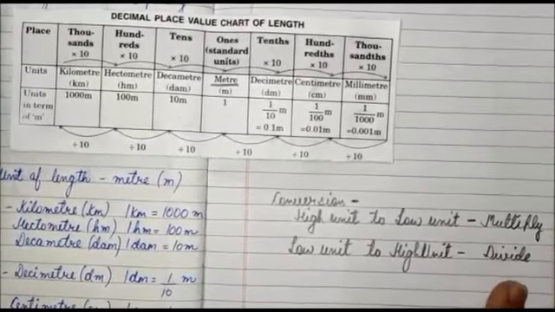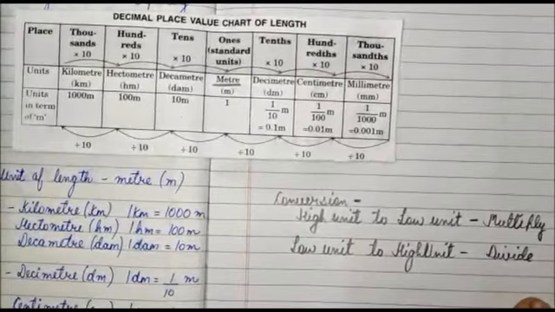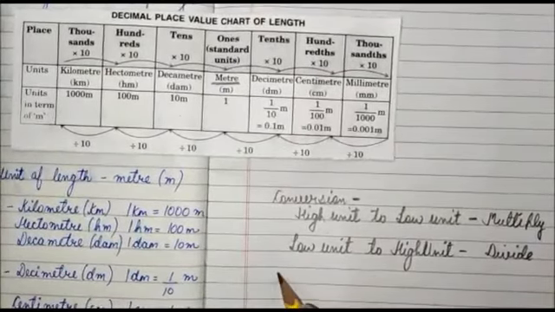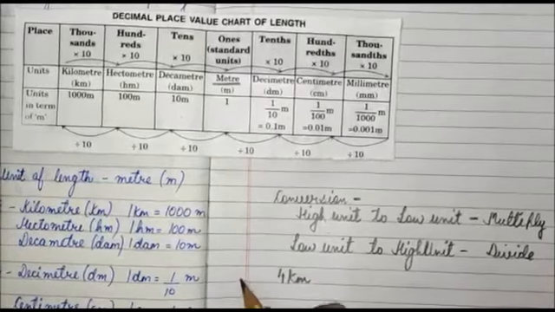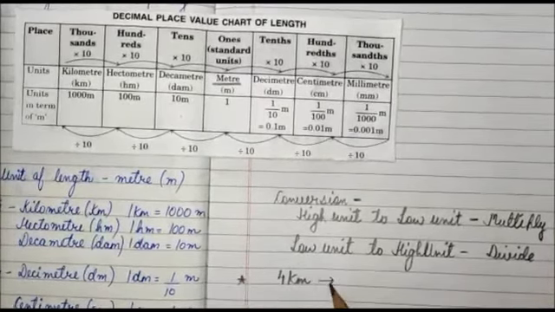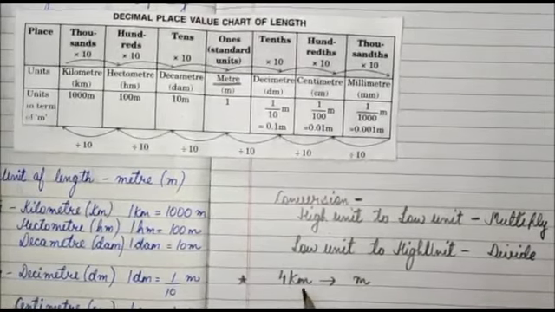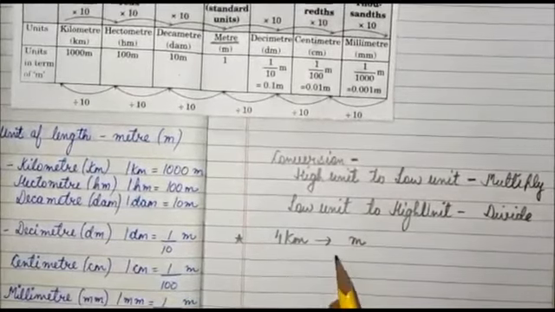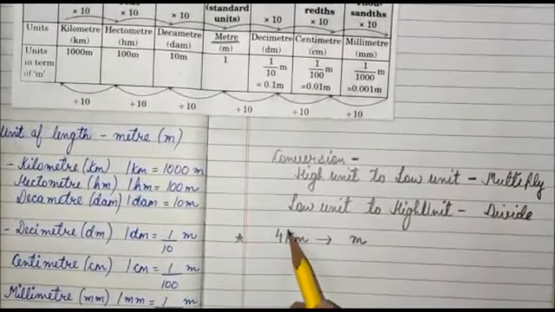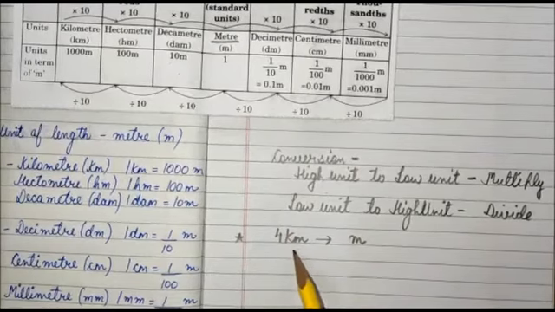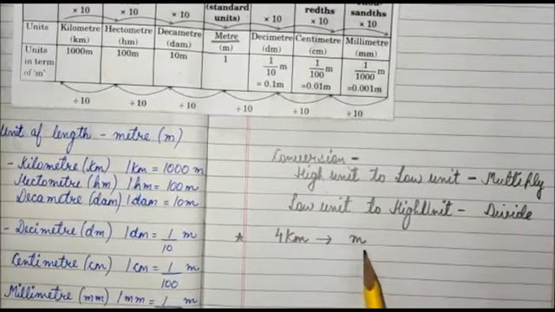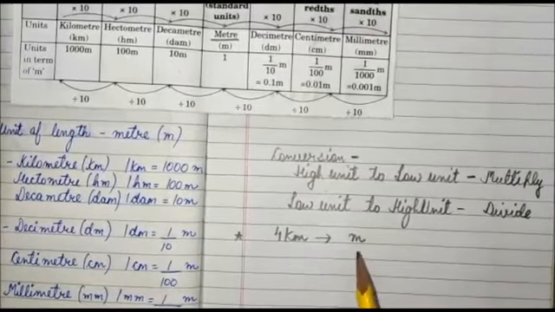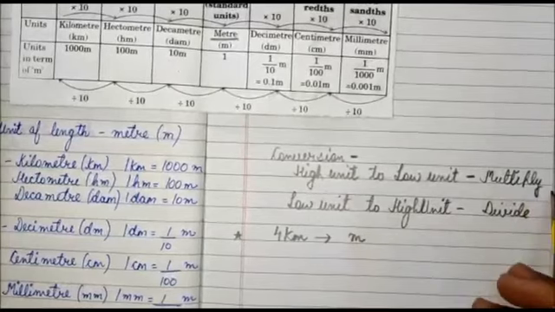So with what you have to multiply and with what you have to divide, I'm going to tell you that also. Let's take one example. Suppose you have 4 kilometers, and you have to convert this into meters. Now first thing, it should be in your mind that you are converting from high unit to low unit, because kilometer is the highest unit of length and meter is the lower unit in comparison to the km. So you are going from high to low. From high to low, you have to multiply.